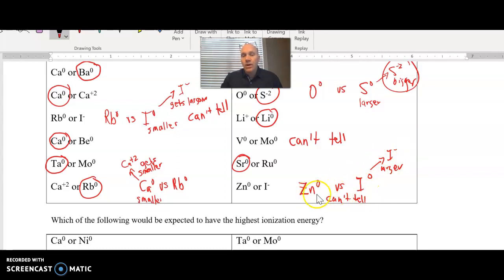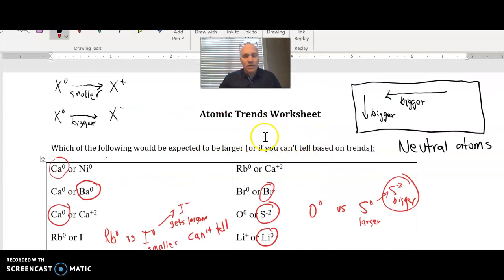But the thing is, since I don't know which of these is bigger to begin with, I would not be able to make a conclusion about this. So we'll say you can't tell there. All right. So again, the major things to remember as far as size is when you're comparing neutral elements, things get larger as you go to the left and as you go down. But if you're comparing the size of ions, the positive ion is smaller than the neutral, but the negative ion is bigger than the neutral version.